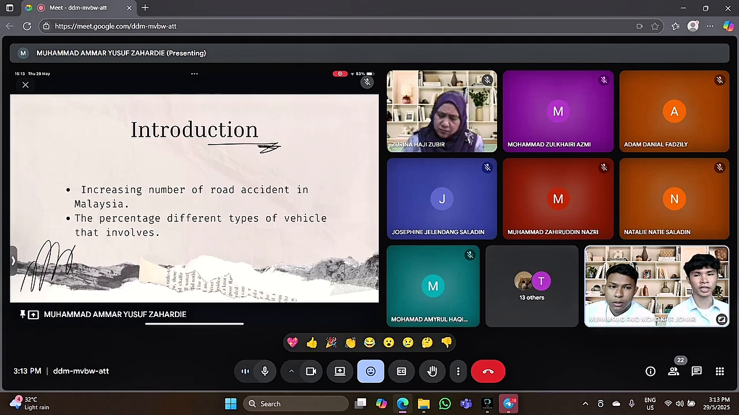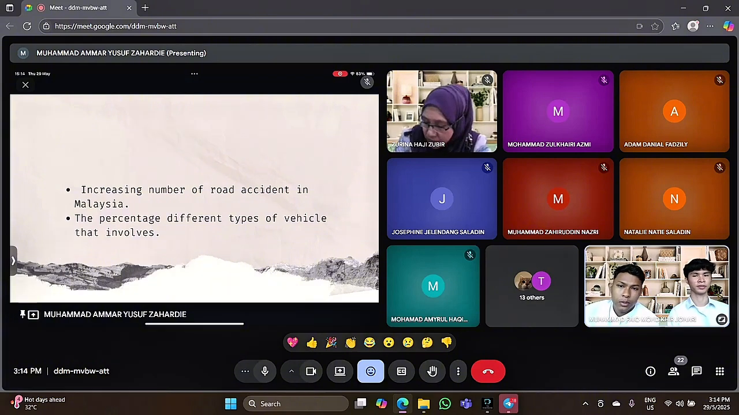For the introduction, we are mainly doing the research to determine two main things. The first one is to determine the increasing number of road accidents in Malaysia, and the second one is to determine the percentage difference between types of vehicles involved in accidents over the past year. Next, I'm going to pass to my partner Muhammad Faiq for further explanation.